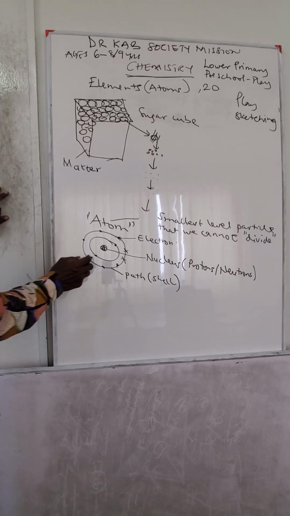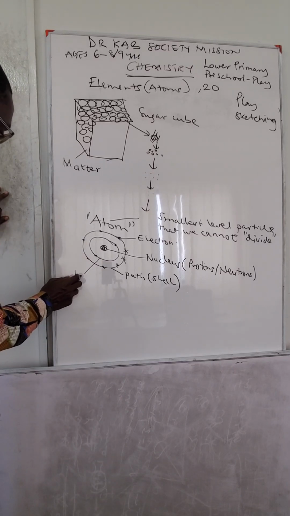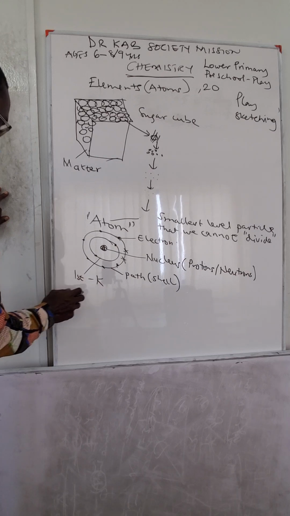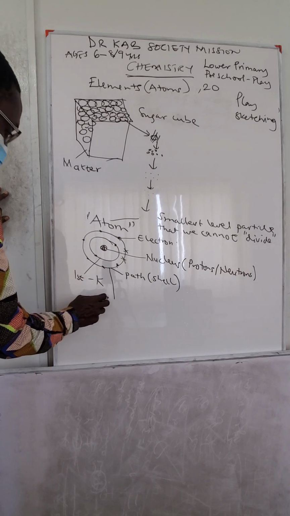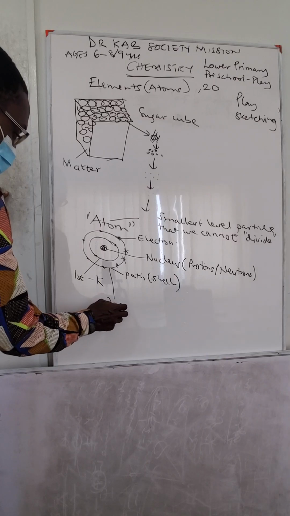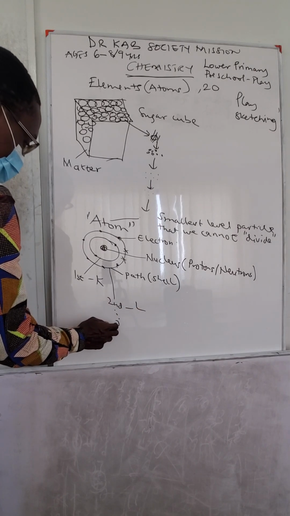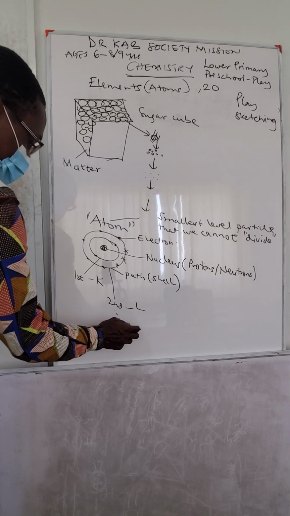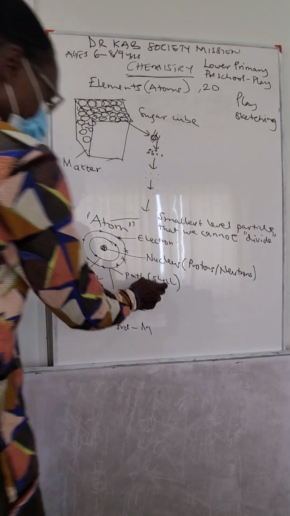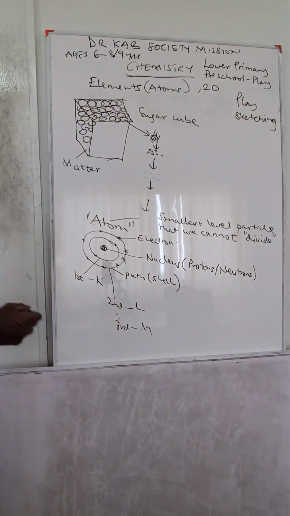So this can be the first shell, the first path, which we call K. This will be the second, L. So we can go on to the third and fourth and so on. The third will be M, so we have K, L, M. So we go in that way. This shell that we have, sometimes we can go up to this level, and that is okay.